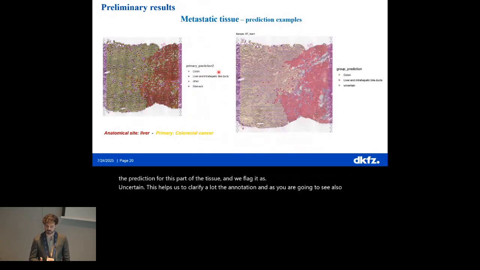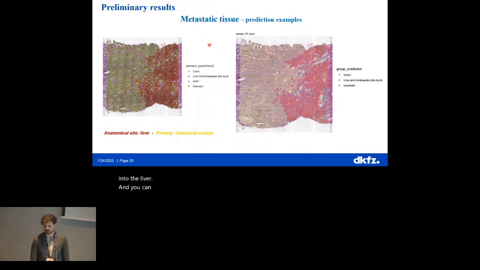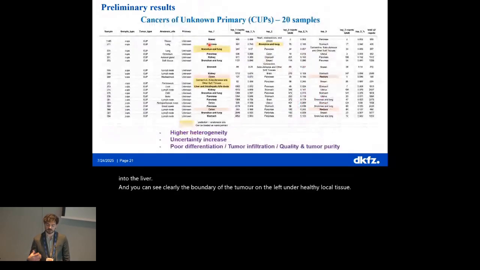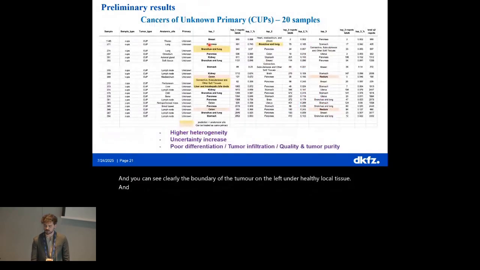Here's another example of colorectal cancer that has metastasized into the liver, and you can clearly see the boundary of the tumor on the left, and the healthy local tissue. And now moving on to cancers of unknown primary: thanks to our collaborators from the Josep Carreras Institute in Barcelona, we got 20 samples that we could test.